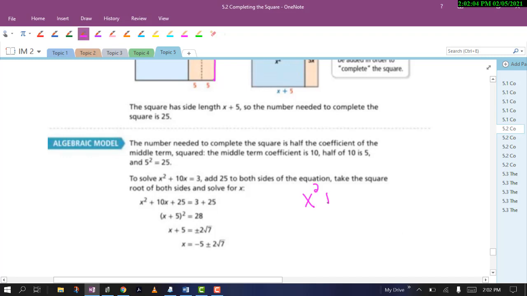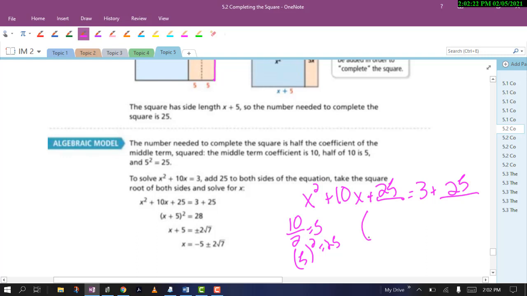And I'm going to write it a little bit differently. Plus something equals 3 plus something. 10 divided by 2 is 5. 5 squared, 25. So that's what we're adding in. We factor the left side, and it's x plus 5 times x plus 5, or x plus 5 squared, equals 22. Oh, for those of you who are keeping score at home, that's not 22, that's actually 28.